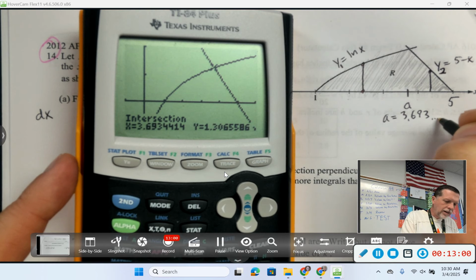So I'm going to store that value so I don't have to keep typing in 3.693 whatever. So I'm going to go back to the main screen, second quit, and my calculator knows that that's the last thing we talked about. So if I just hit store, this maybe looks weird because it's not going to store 1536. It's going to store 3.693 whatever.